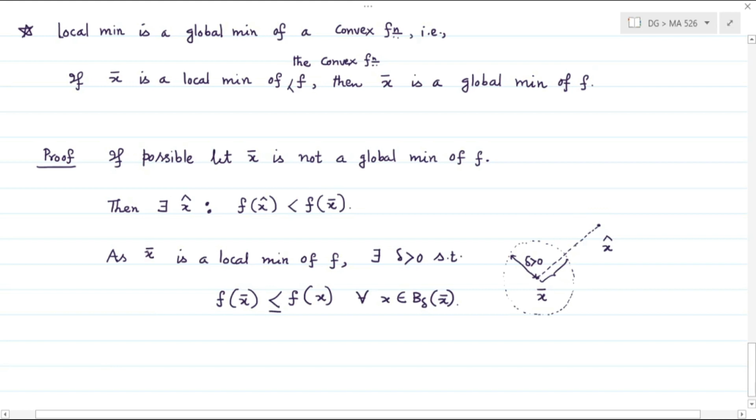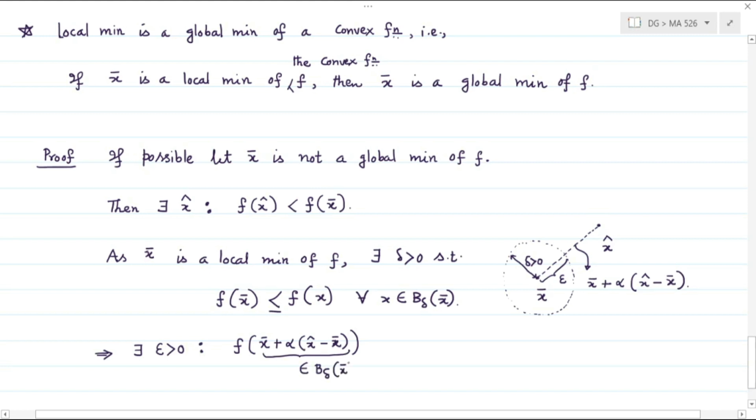Any point on this line can be represented by x bar plus alpha times x cap minus x bar, right? We can write it this way, and this implies that there exists an epsilon greater than 0, an epsilon amount of length, such that x bar plus alpha times x cap minus x bar belongs to the B delta neighborhood of x bar. Now can you precisely present an expression for this epsilon? Try a little.